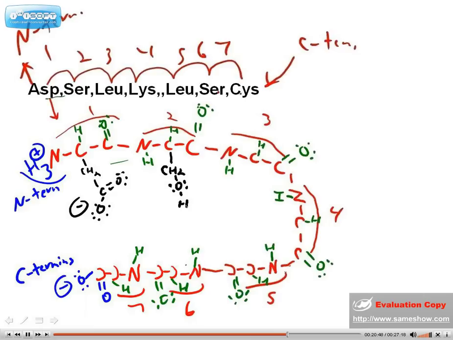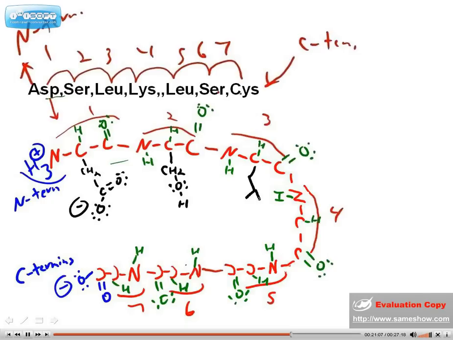Next one, carbon 3, we have a leucine. Again, I'm just going to get lazy and draw the line angle structure. Next one is going to be a lysine.